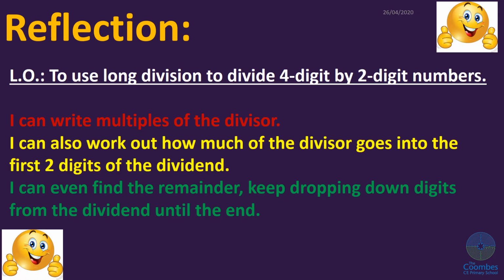Now, just as a reflection, the learning objective here was to divide 4-digit by 2-digit numbers. What I want you to reflect on is, were you able to write the multiples of the divisor quickly using mental strategies? Were you also able to work out how much of the divisor goes into the first 2 digits of the dividend? And the last is, were you even able to find remainders? Keep dropping down the digits from the dividend until the end.